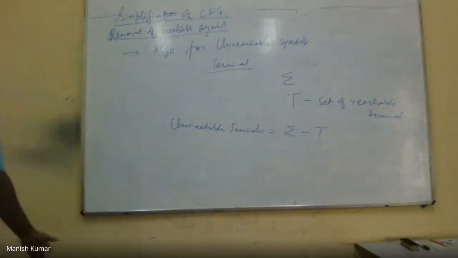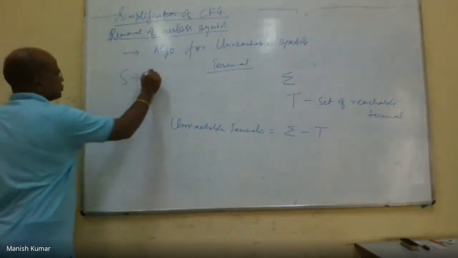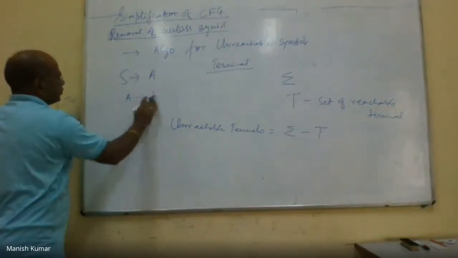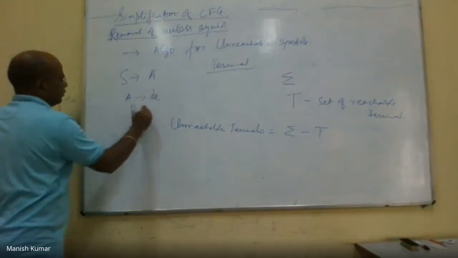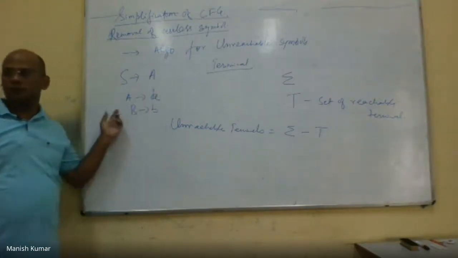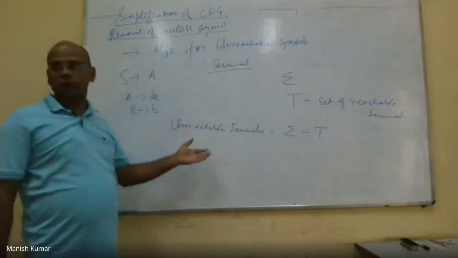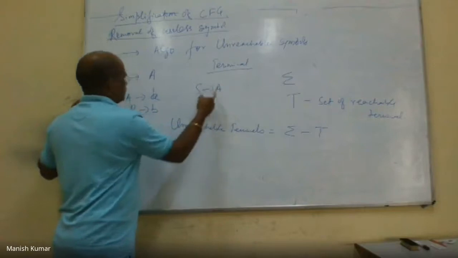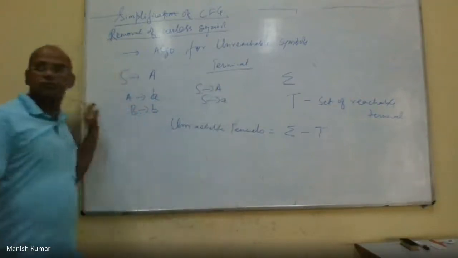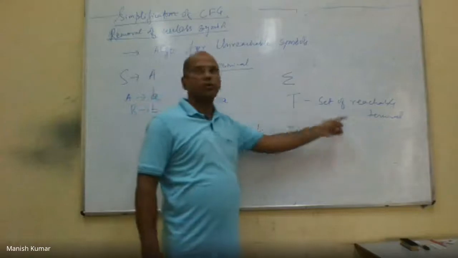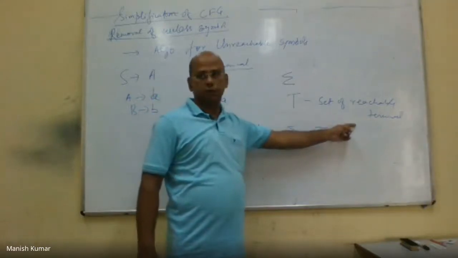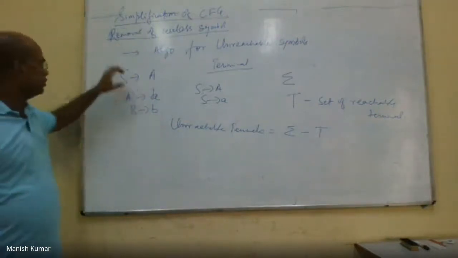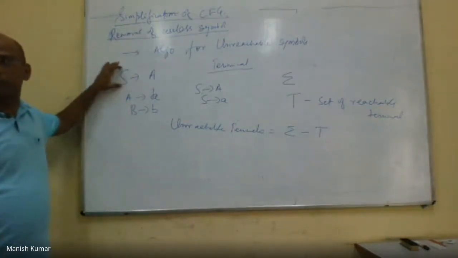Same way, say you have S goes to A, then A goes to A, B goes to B. If this is there, then certainly with the same algorithm you can start with S, and this can go to A. So A is my reachable terminal, okay? But you cannot reach small b using this S by any means.